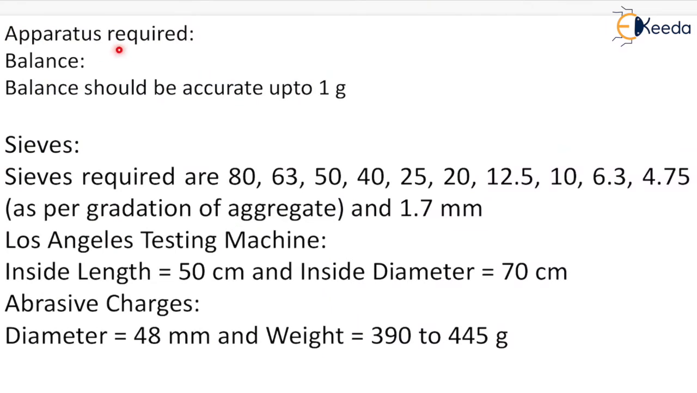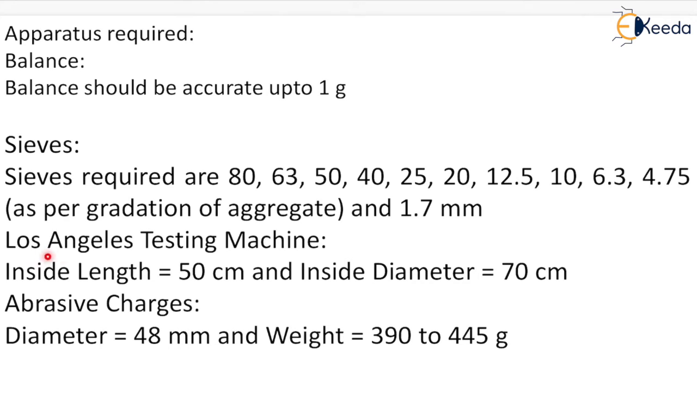Now apparatus required will be balance. Balance should be accurate up to 1 gram. It means that it should measure up to 1 gram precisely. Now the next apparatus is sieves. Sieves required are 80 mm, 63 mm, 50 mm, 40 mm, 25 mm, 20 mm, 12.5 mm, 10 mm, 6.3 mm, 4.75 mm as per gradation of aggregate, and 1.7 mm.